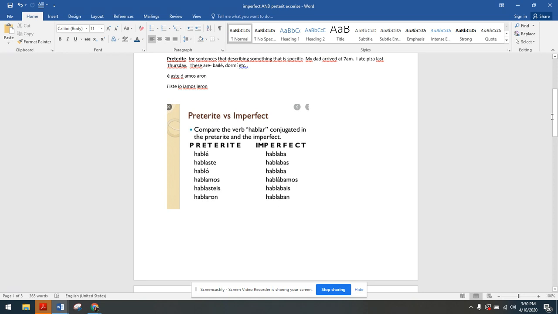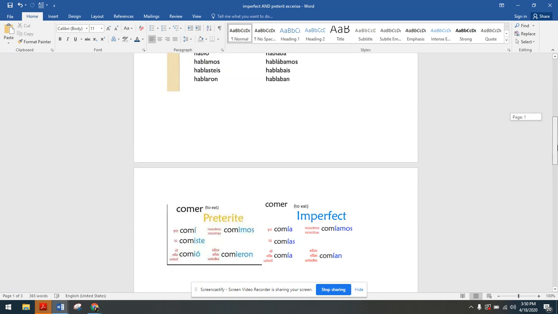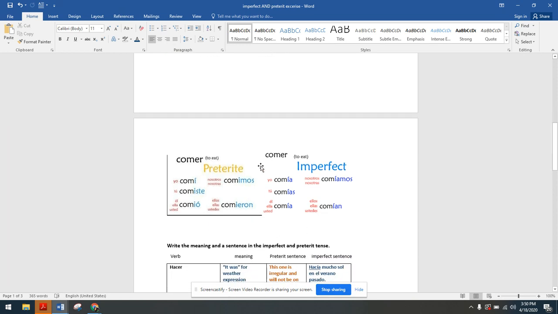I used to talk all the time. So see the difference between the two? All right, and then I have an ER little one that I grabbed from the internet as well. Comer. Comer means to eat. So comí, that's something done and past. Today I had Chinese food. Yo comí comida china, right? Comí. Done. It's done.